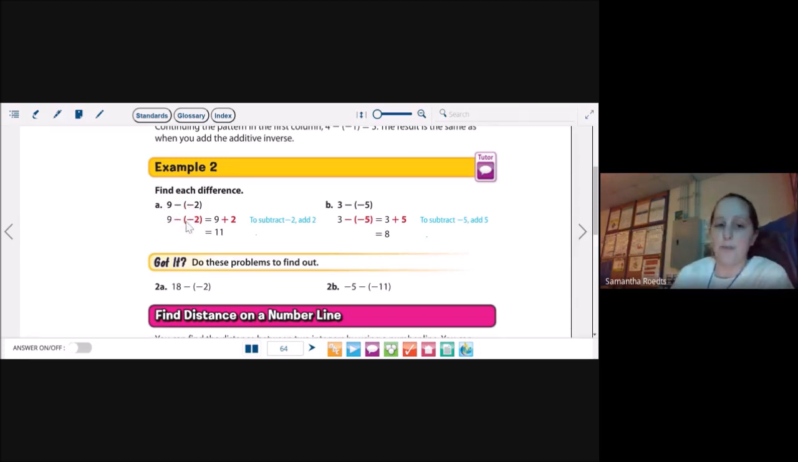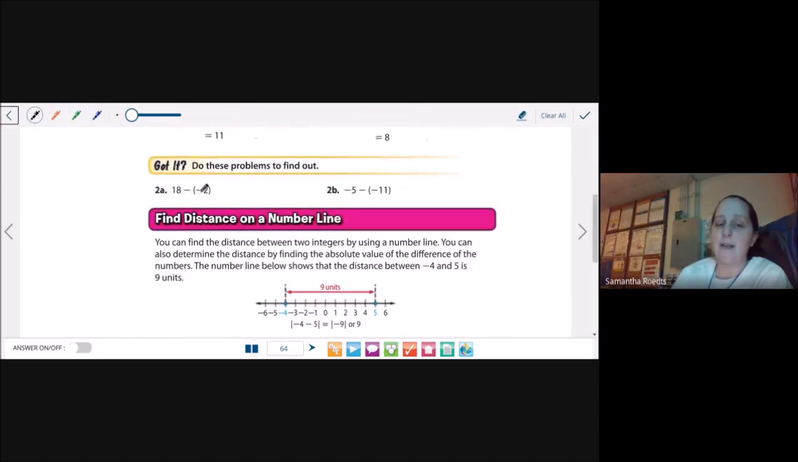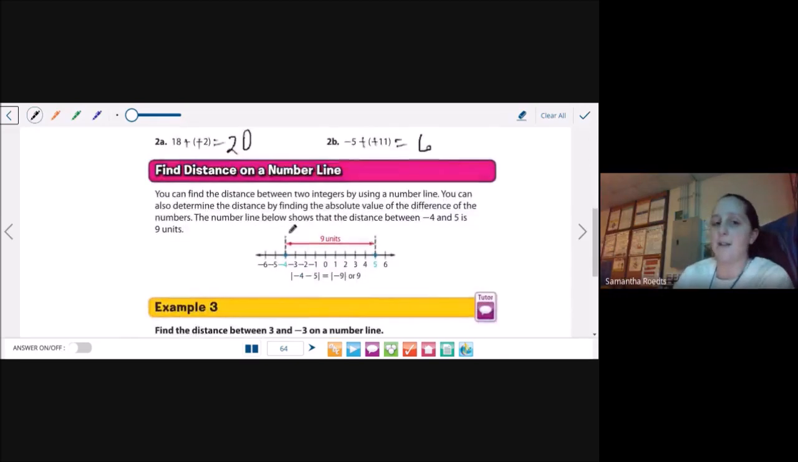9 minus negative 2. So 9 minus negative 2 is 9 plus 2. Negative, negative right next to each other make a positive. 9 plus 2 is 11. 3 minus negative 5 becomes 3 plus 5, or 8. So let's try some problems out. 18 minus negative 2 becomes 20. And then negative 5 minus negative 11 becomes negative 5 plus 11, so they're different signs. So I still subtract the numbers. 11 minus 5 is 6. 11 is larger and positive, so my answer is positive.